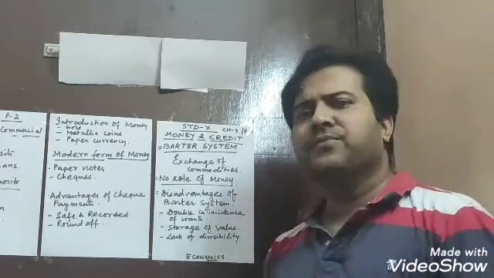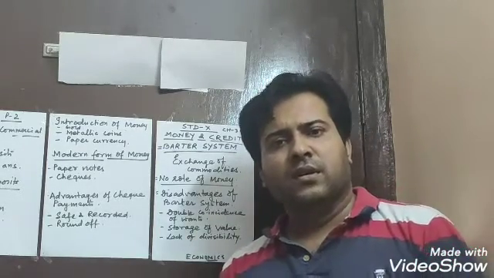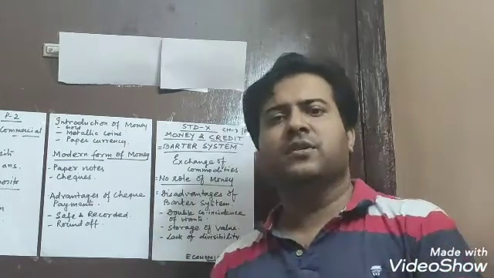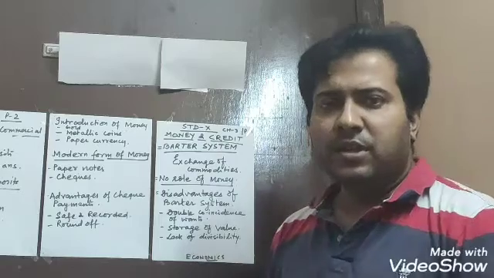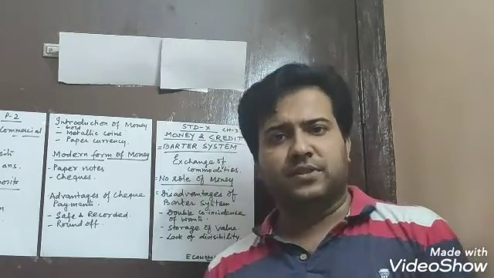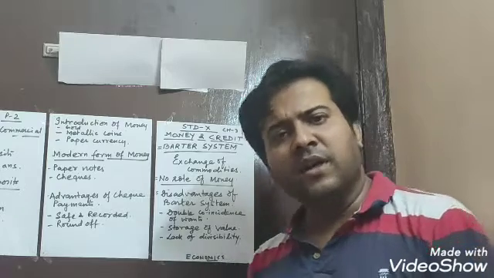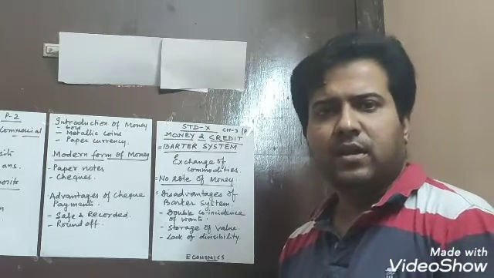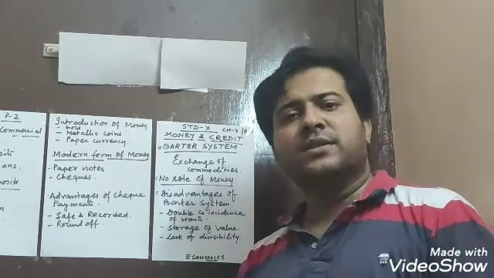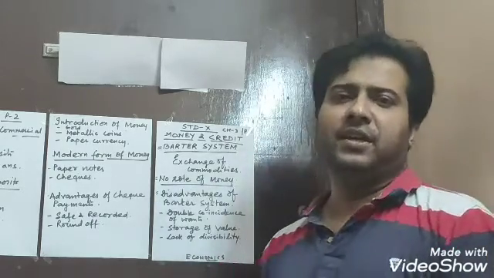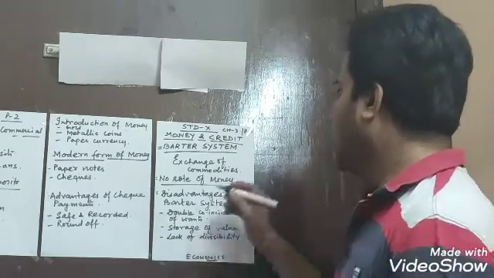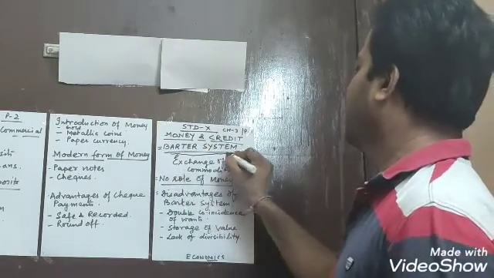But earlier, this particular thing, money, did not come into existence. Earlier money did not exist. Then the people used to follow certain techniques to carry out trade and to purchase commodities. The technique was the barter system.